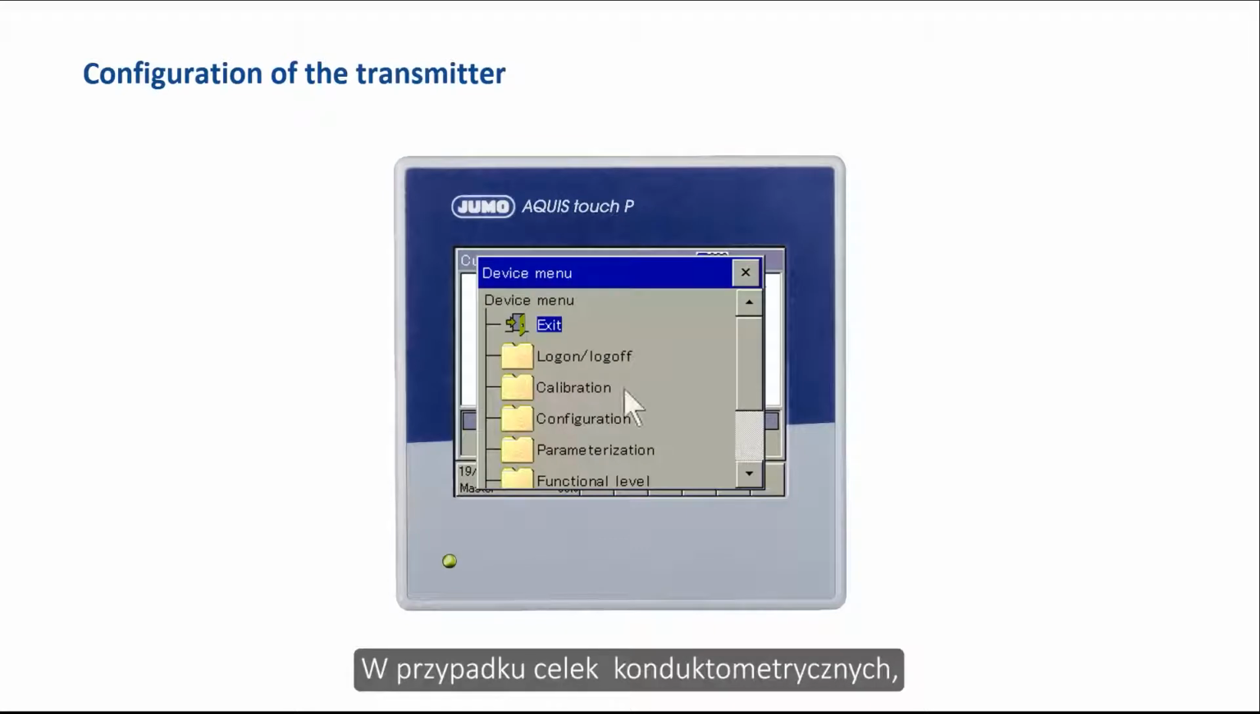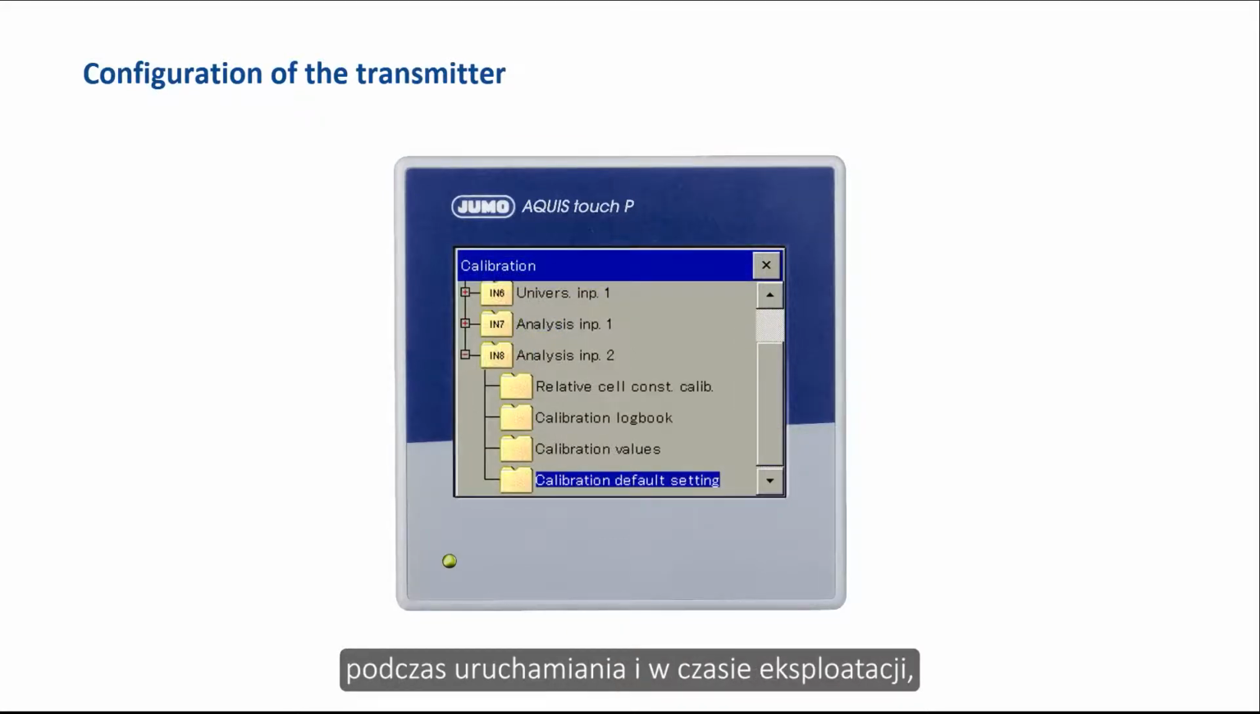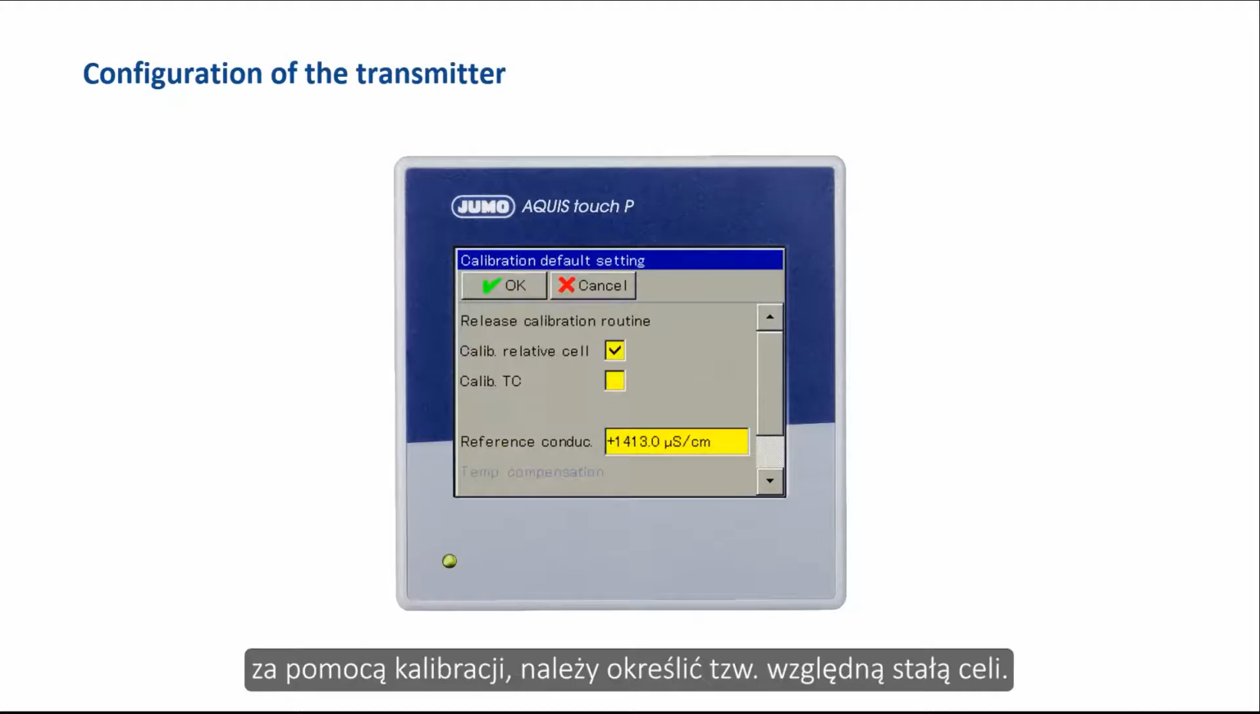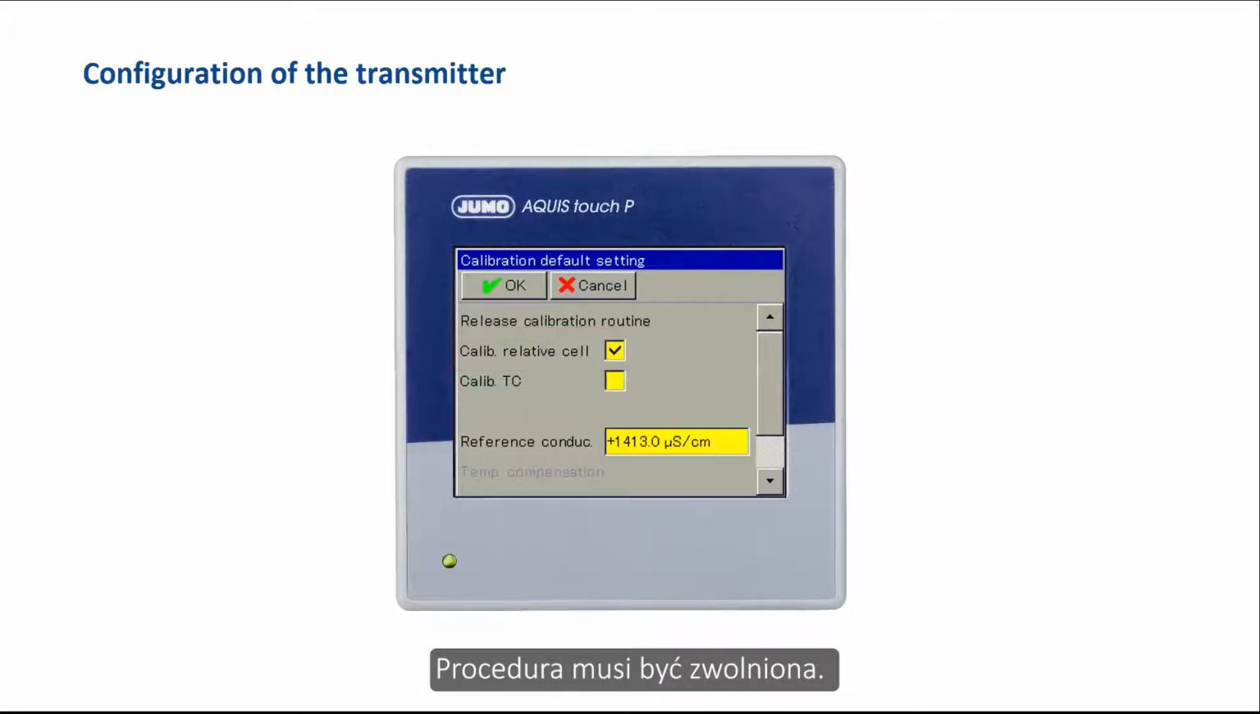With conductive conductivity cells, the so-called relative cell constant must be determined during commissioning and over the operation time with the aid of a calibration. The routine must be released.